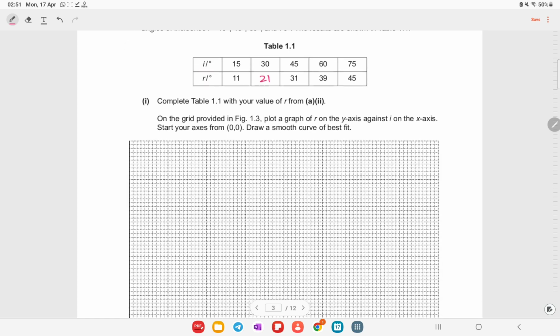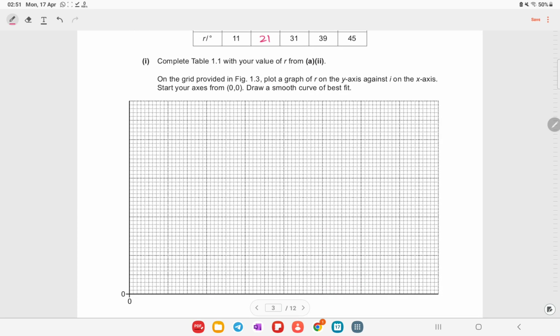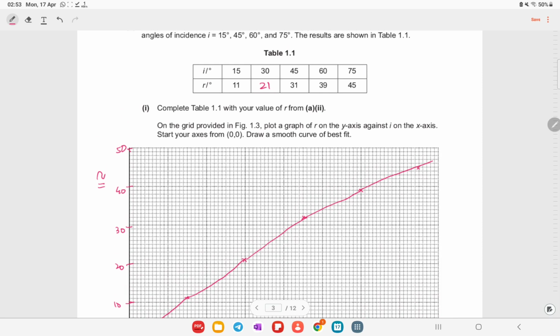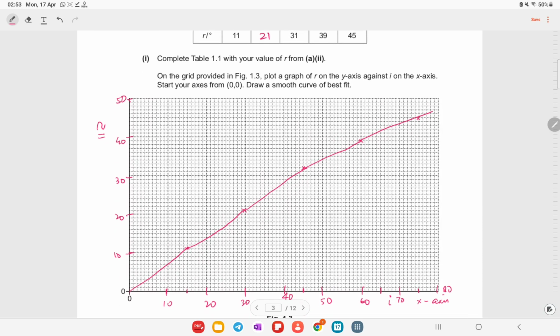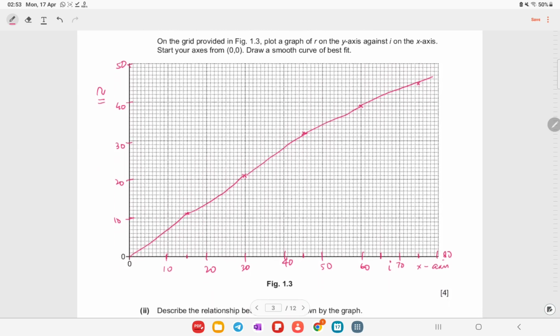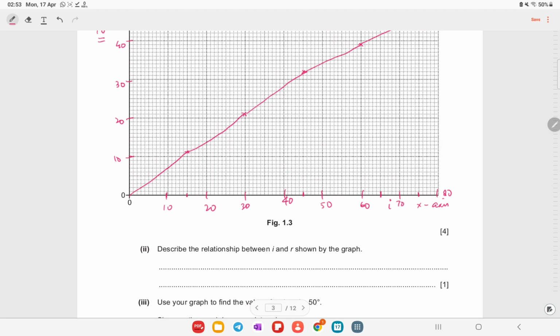On the grid provided in Figure 1.3, plot a graph of R on the y-axis, and state the axis origin 0, 0. So R is going to be on the y-axis, and I on the x-axis. I'll plot the values, which I have got from the table, Table 1.1. I might not draw it properly, just to give you an idea how it's going to be drawn on this graph. Describe the relationship between I and R shown by the graph.